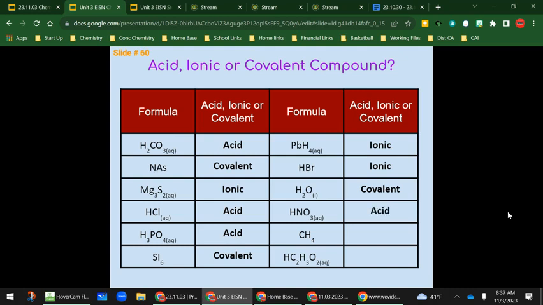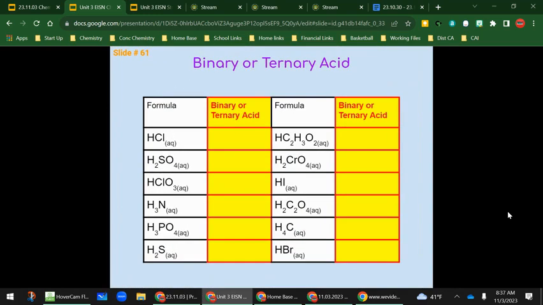HNO3(aq) is an acid. How about CH4? Covalent, definitely covalent. How about HC2H3O2(aq)? Acid. That is an acid. All right.